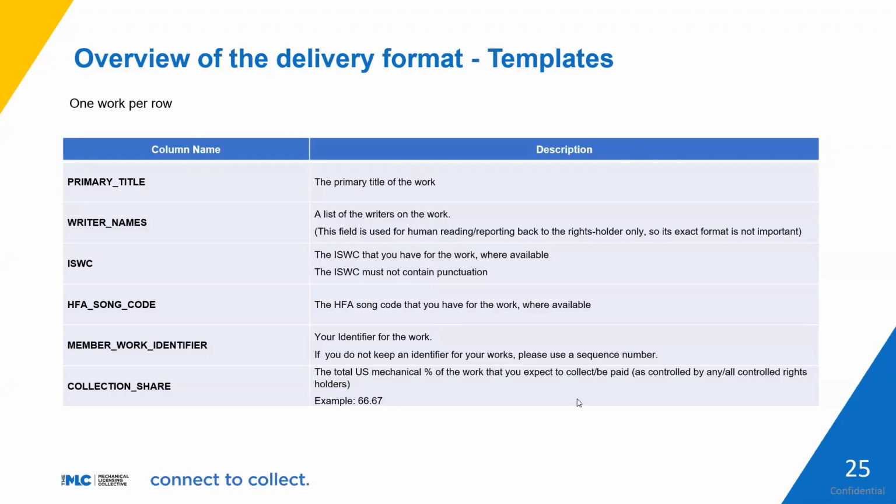And finally, the last column, which is the most important bit of information, the collection share. So this is the share, the US mechanical percentage of the work that's licensable, collectible, that you're expecting to be paid on for all the controlled writers or various rights holders on that composition. We're expecting it as a whole number. So if it was 66.67%, just input 66.67.